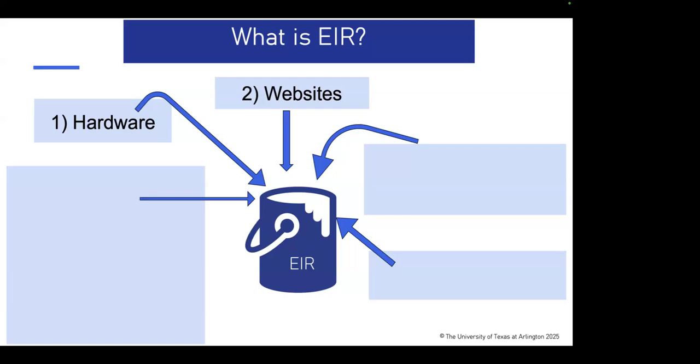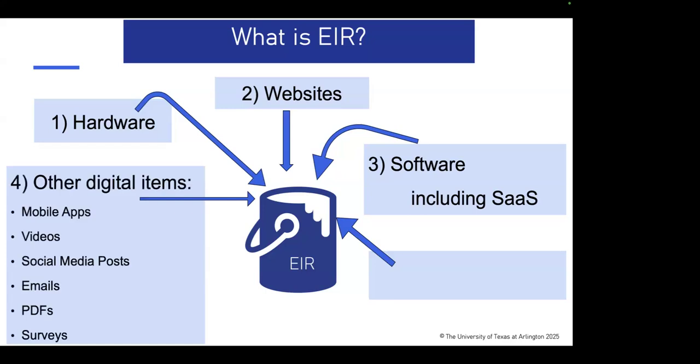Number 3 is it's software, and that includes software as a service. So you're using Question Pro or SurveyMonkey, or you're using Constant Contact or MyEmma. You're responsible to make sure that employees using those resources are accessible.